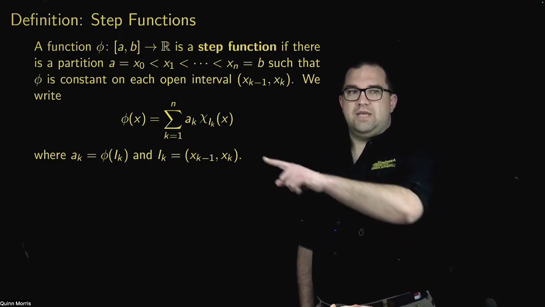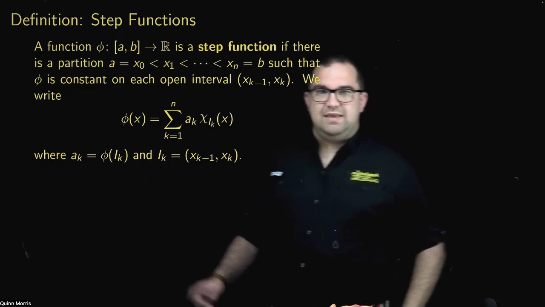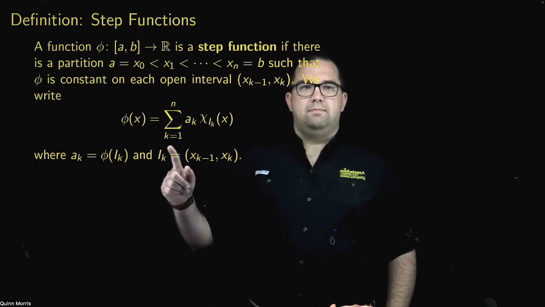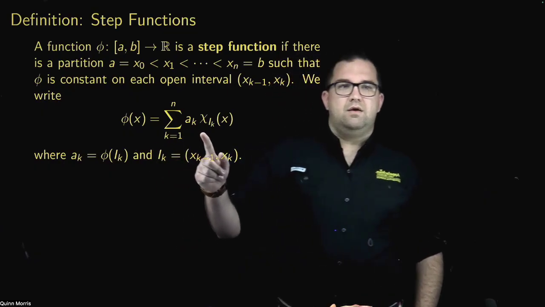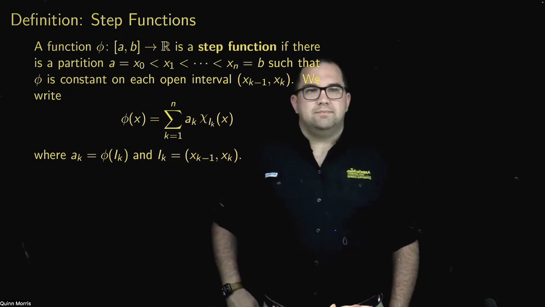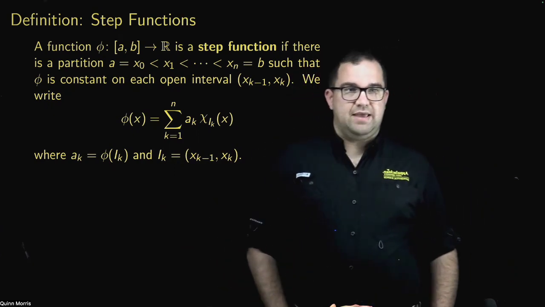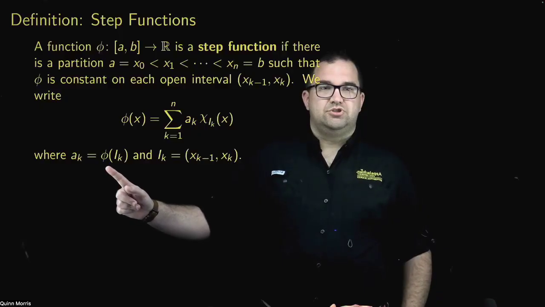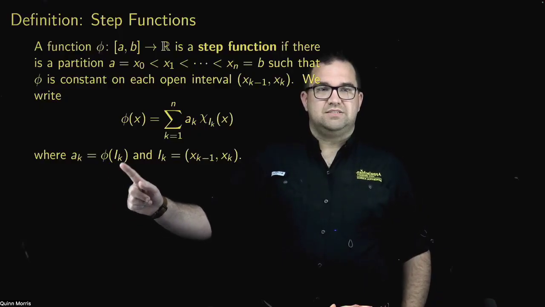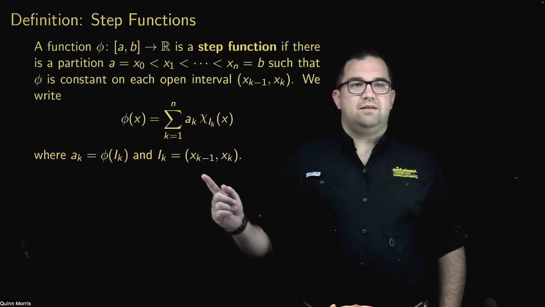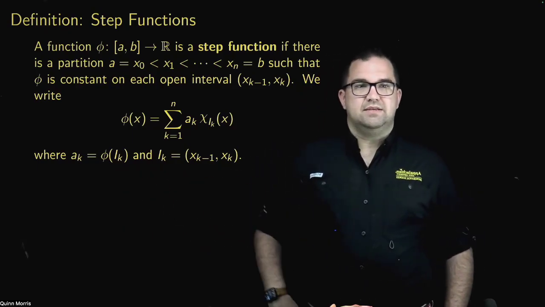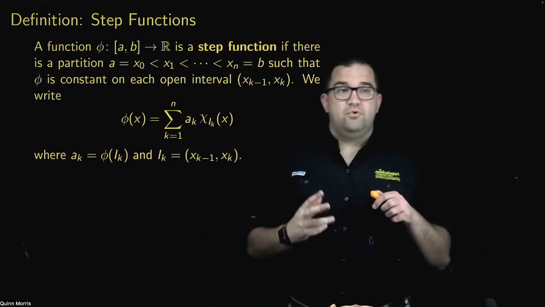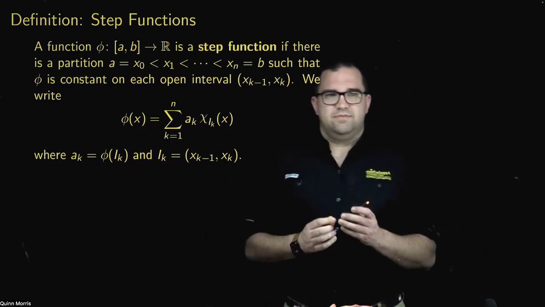In that case, we can then write the function phi as a sum, k equals 1 up to n, of a_k times chi of I sub k, where a sub k is just the constant value that phi takes on the interval I_k, and I_k is just defined to be this open interval. Now, there are a lot of moving parts here, so let's try to make sense of this.